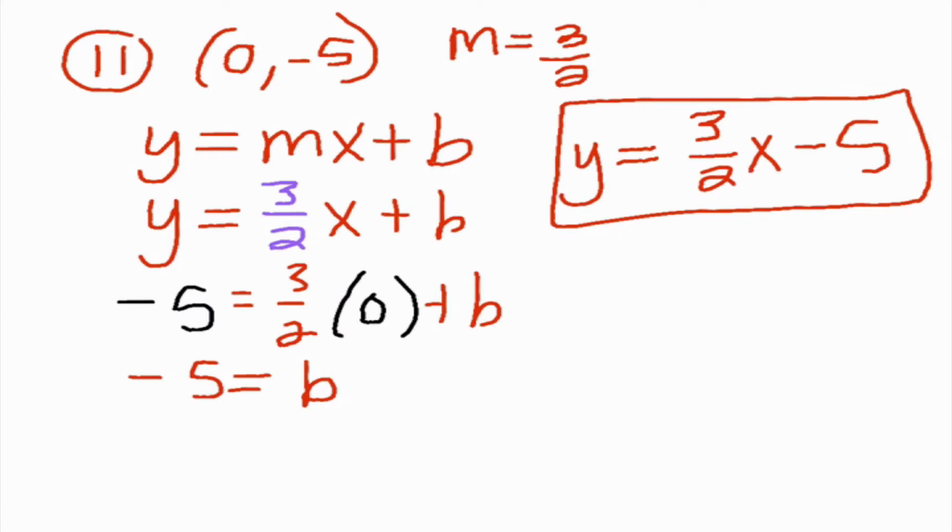For example, if I put 2 in, I would get 3 minus 5, which is negative 2. And I could do that same thing to find different ordered pairs, and there are a bunch of different answers we could give for that portion.